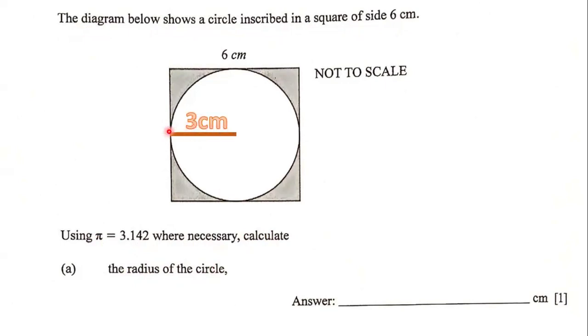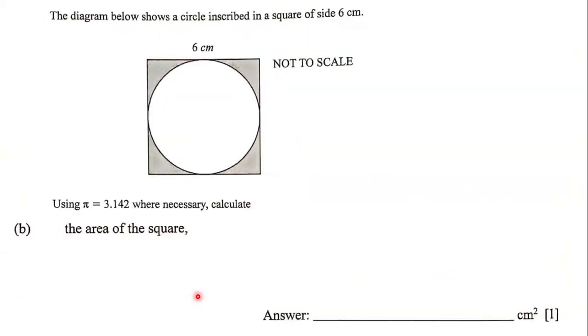It's 3 centimeters because the diameter, which runs from end to end, is 6 centimeters, as we can see from this measurement. So from end to end, the entire thing is 6 centimeters, and half of that is going to be 3 centimeters. And so the radius here is 3 centimeters. That's the radius of the circle, 3 centimeters.